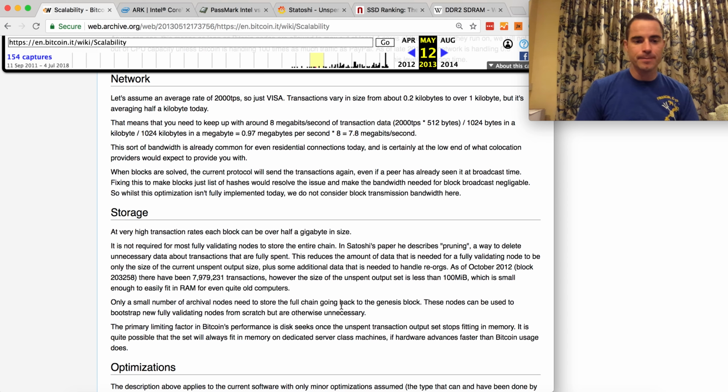But it says only a small number of archival nodes need to store the full chain, going back to the Genesis block. These nodes can be used to bootstrap new fully validating nodes from scratch, but are otherwise unnecessary. So you're saying every node doesn't have to have a full and complete copy of the entire blockchain. You can just have some archival nodes that have it all. They're ready to seed it for new nodes that come online and want a whole copy of it.